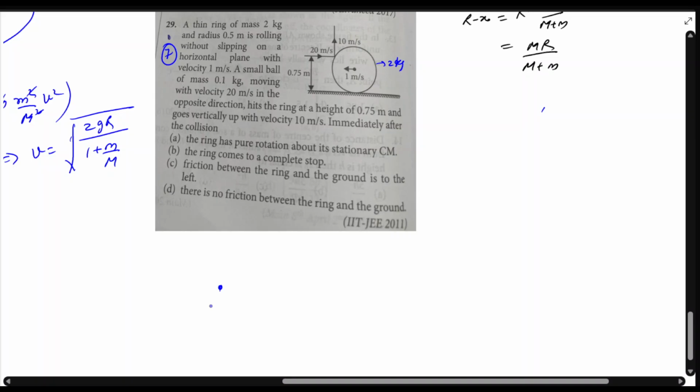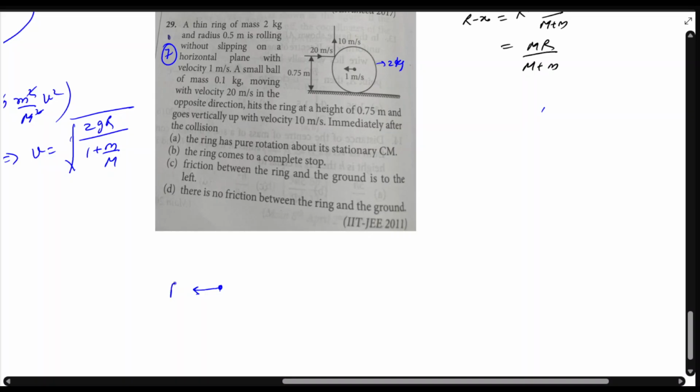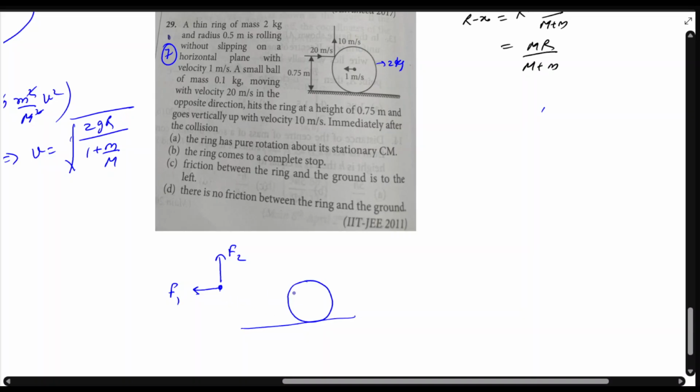Let's say this is our ball. As it is moving in a horizontal direction, but finally it is moving in upward direction. So what will be happening on this ball? The ring will apply a force F1 in this direction and F2 in this direction. Due to this force, the horizontal velocity becomes zero, and due to this force, this ball will get a vertical velocity, right? Similarly, the same situation must have happened on the ring, but in opposite direction. So F1 must be here, and F2 must be in downward direction.